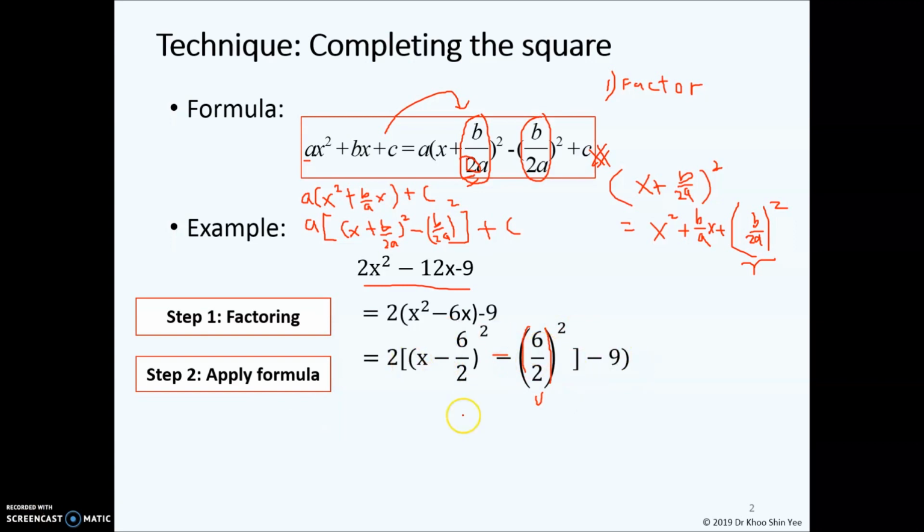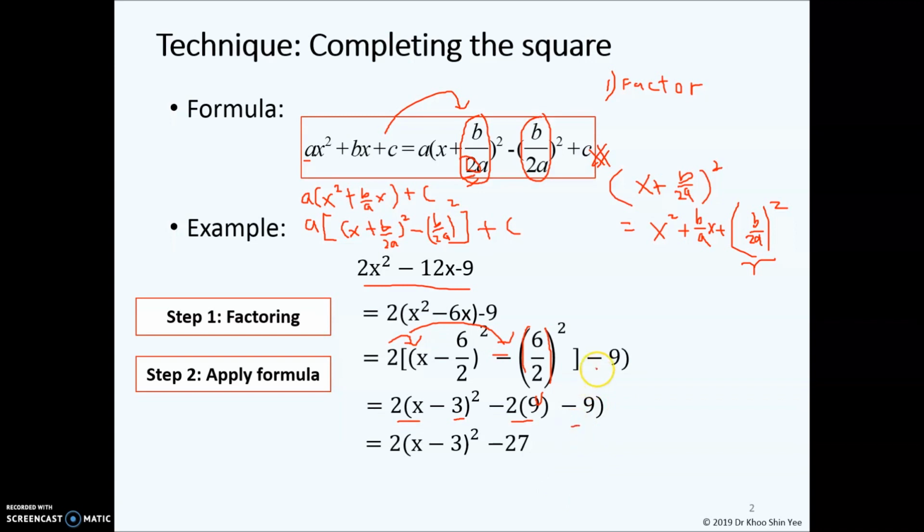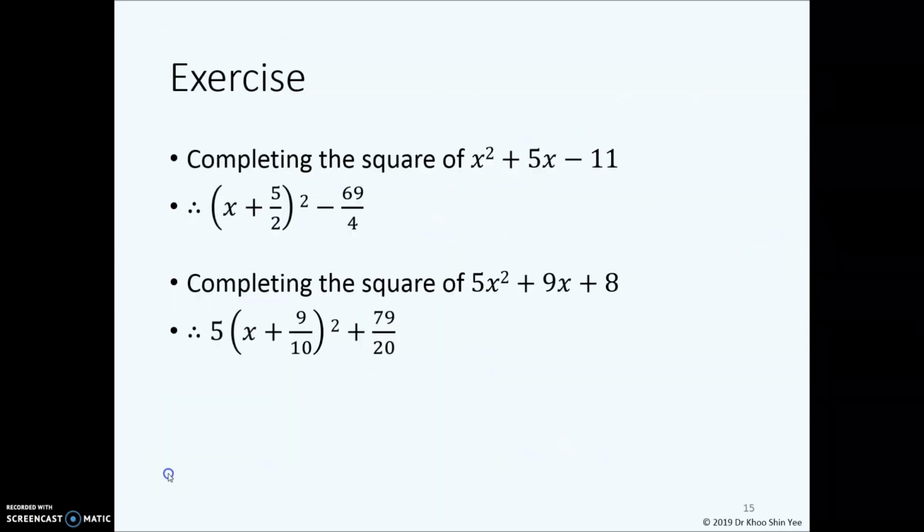Then you can continue to solve this problem. 6 over 2 you get 3. 6 over 2 here you get 3. 3 multiply 2 you get 9. Then 2 multiply inside, you get this term. 2 multiply here, you get 2 here. So negative 9 remains. So these two constants, 18 minus the 9, then you get negative 27. So this is our final answer. So let's try with more exercises here.